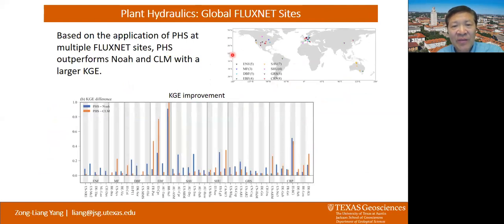After the initial success from the single site at the Michigan station, Lingcheng and a collaborator, Shan Sun from Yunnan University, extended this to more sites. I think there were 30 or 40 sites across the globe, covering the entire range of landscape and climate. Overall, you can see positive KGE, a positive skill improvement, using the plant hydraulics compared to the traditional soil hydraulics, which is without considering the plant hydraulics.